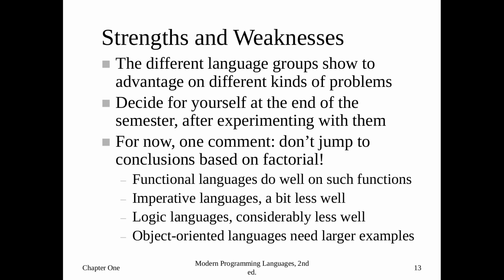But we can say that functional languages do well on functions similar to the factorial, right? Imperative languages are not as good at that. Logic languages are really bad, and we know that object-oriented, as we saw with the Java example, adds a whole bunch of extra code to handle a simple thing like calculating the factorial. So it seems like it needs much larger examples.